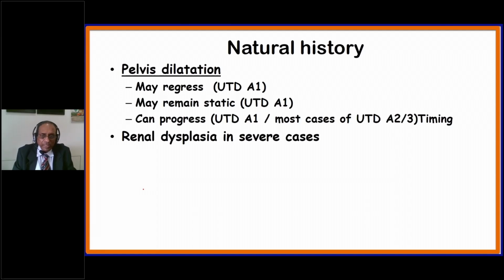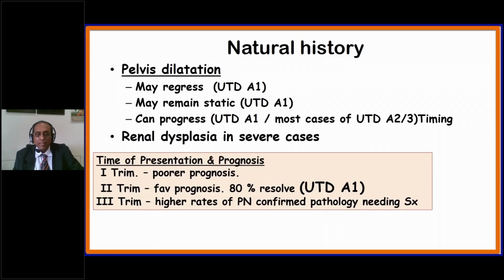But once there is a dilatation, we need to know what the natural history is. The pelvis dilatation may regress, which usually happens in UTD A1, or it can remain static as happens in A1, or it can progress. Most cases of UTD A2 and A3 will progress. And of course, the timing of progress is difficult to determine. It can suddenly blow up over a few weeks or gradually increase over a period of time. And renal dysplasia occurs in severe cases.